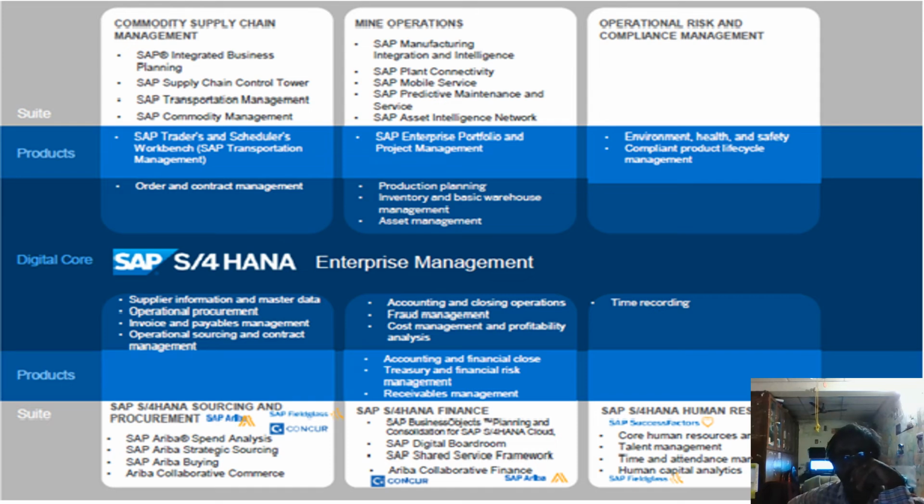And so the digital core forms the integration between suites, products, and different modules: commodity supply chain management, mines operations, operational risk and compliance management, time recording, SAP S/4HANA human resources, SAP S/4HANA finance, and SAP S/4HANA sourcing and procurement. Mainly, when coming to SAP sourcing and procurement, we have supplier information and master data, operational procurement, invoice and payable management, and operational sourcing and contract management. This forms the main part.